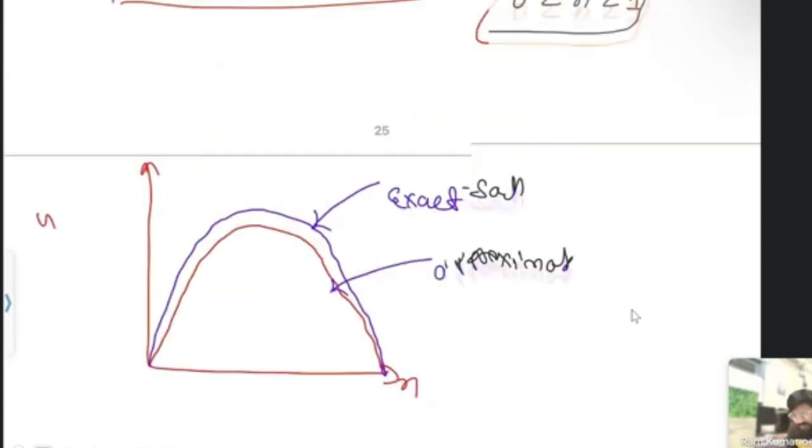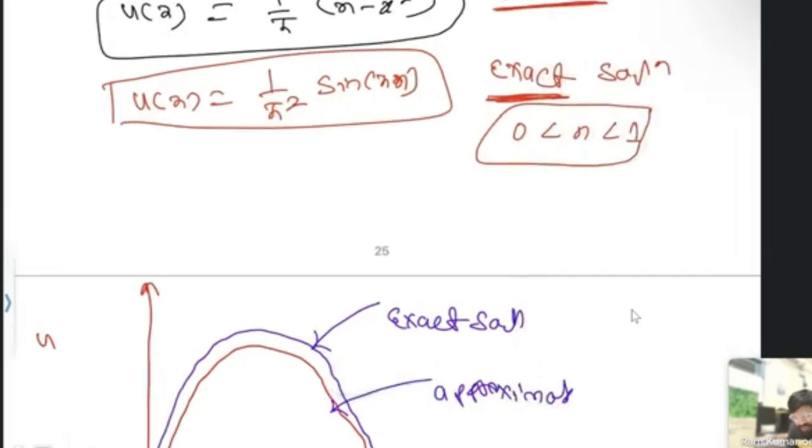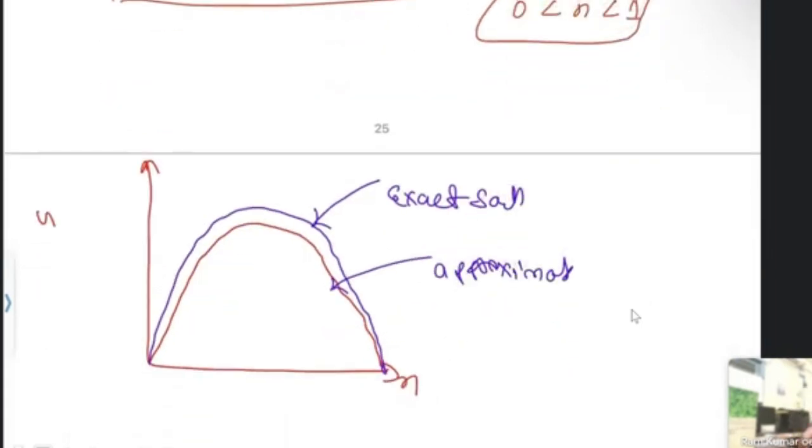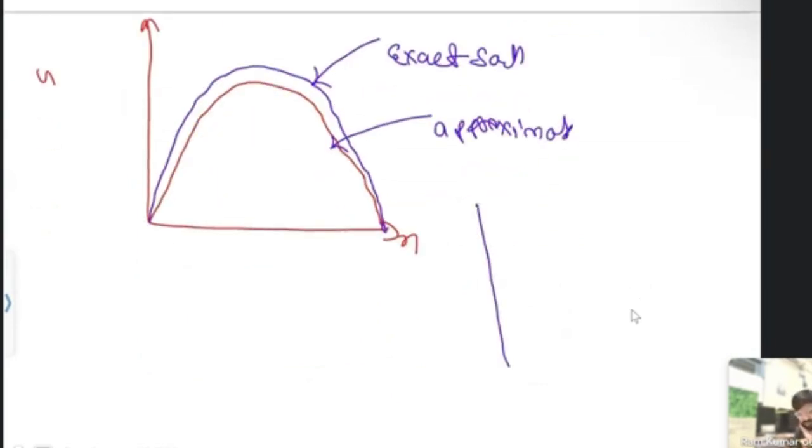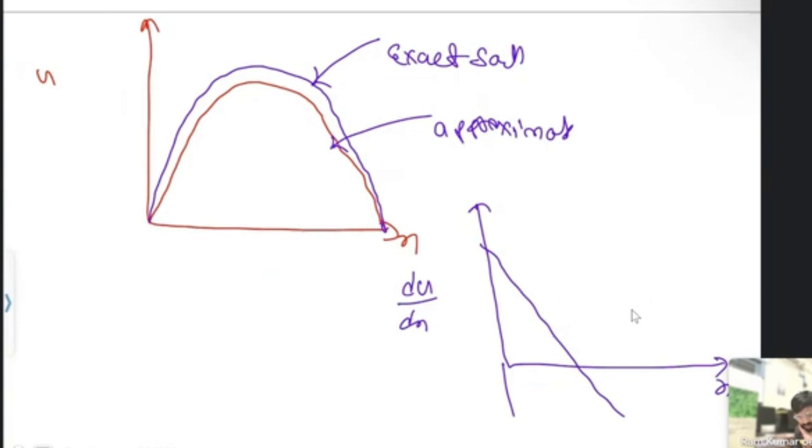If you plot these two functions, you will get it like this: exact and approximate. So this is u, and if you plot the derivative of u, du by dx, this is x, and then you will get it like this. So this will be our exact solution, and this will be our approximate solution.